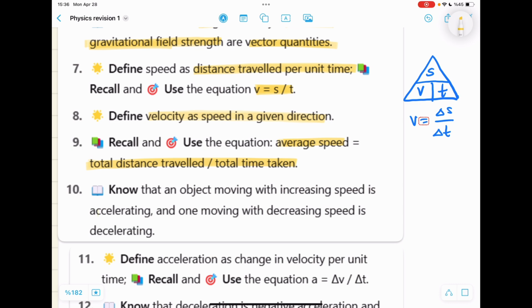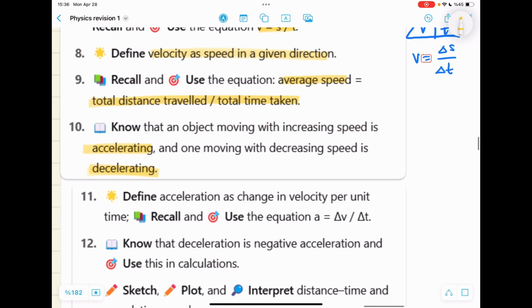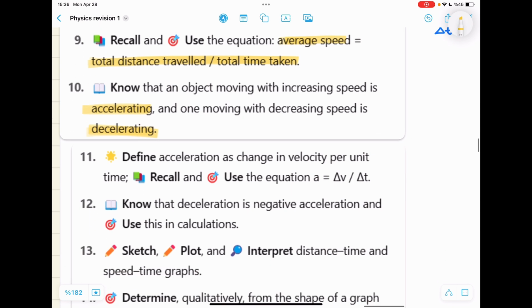Know that an object moving with increasing speed is accelerating, and one moving with decreasing speed is decelerating. So basically, again, you need to know the words. What is acceleration and what is deceleration? And in this context, you can have a negative and positive value as well here. So increasing speed is acceleration and decreasing speed is deceleration.